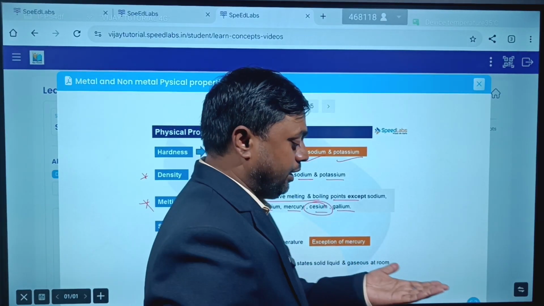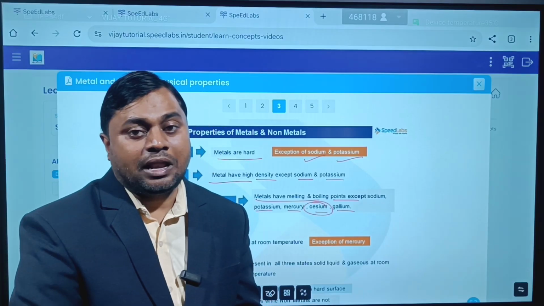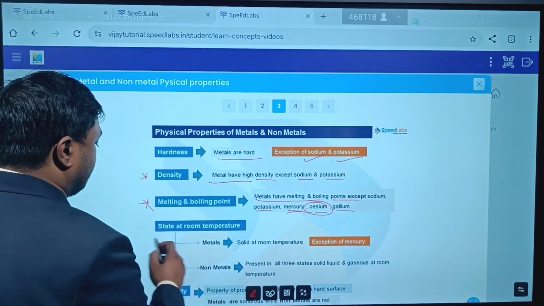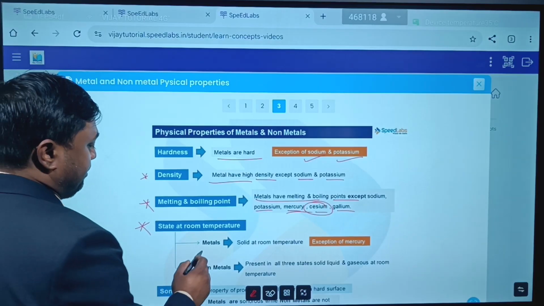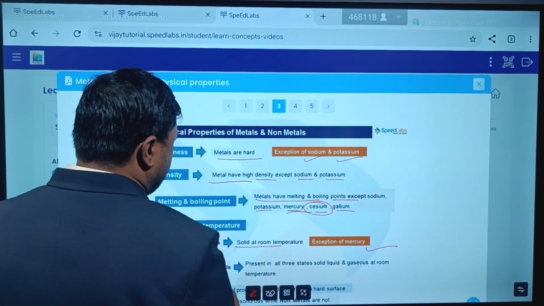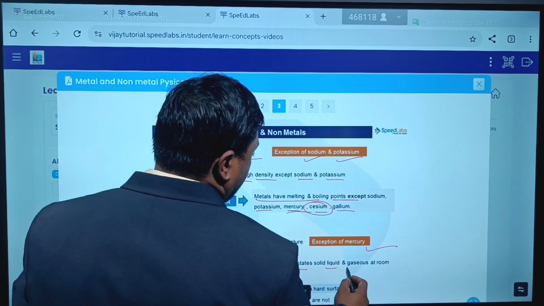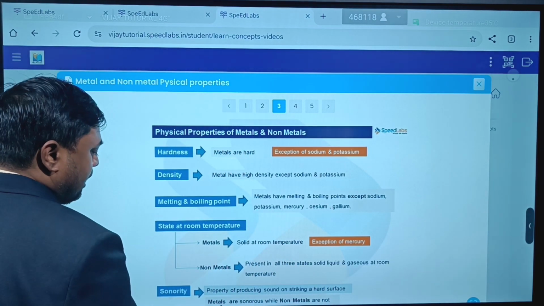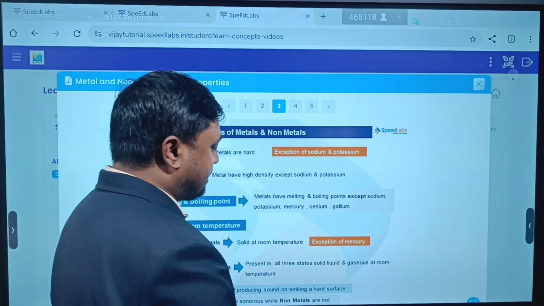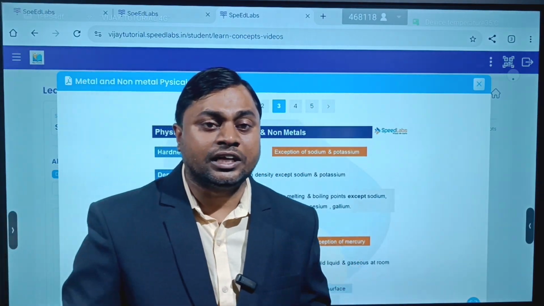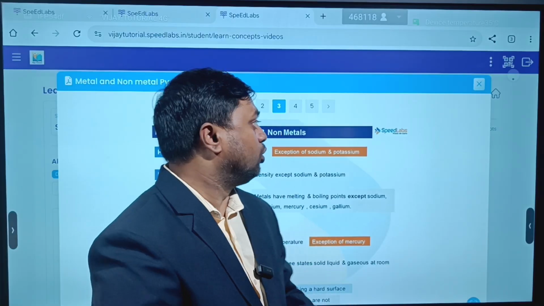Cesium, if you keep it on the palm, what will happen? It will melt. So it has a very low melting point, same as mercury. State at room temperature: metals are solid at room temperature, exception mercury. Non-metals are present in all three states, solid, liquid and gas, at room temperature. Sonority is the property of producing sound on striking a hard surface. So metals are generally sonorous, non-metals are non-sonorous.